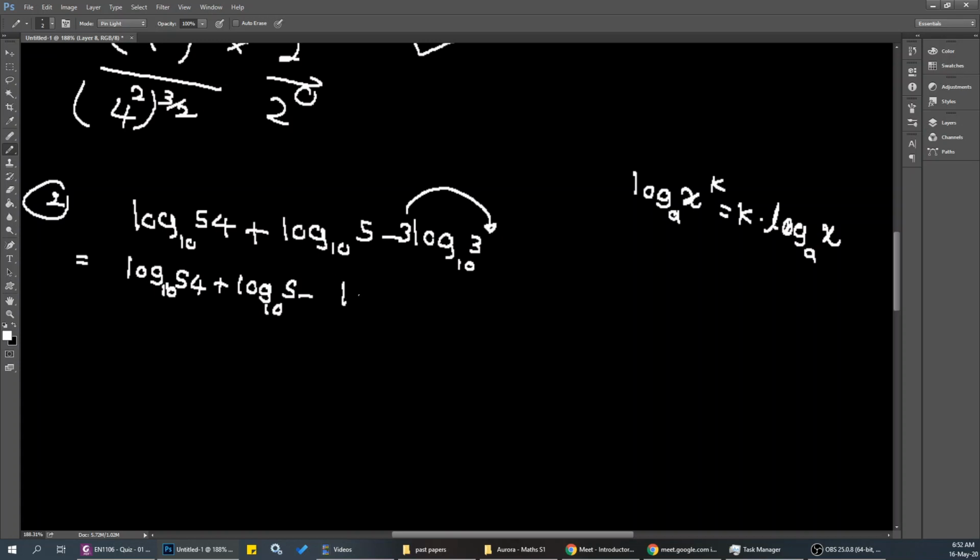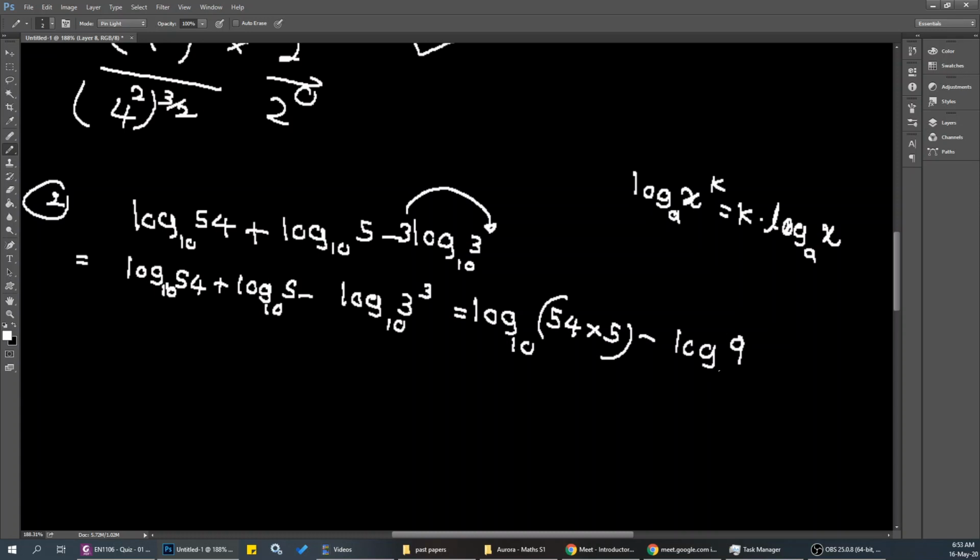So in that case, we can write it as log of 3 to the power 3 to the base 10. And you can see that we have 10 as the base in all 3 terms. So we can write it as a product or a division. I'm going to take these two first. So we can write log of 54 to the base 10 and log of 5 to the base 10 like this, log of 54 into 5 to the base 10, and I'm going to keep the other term as it is.